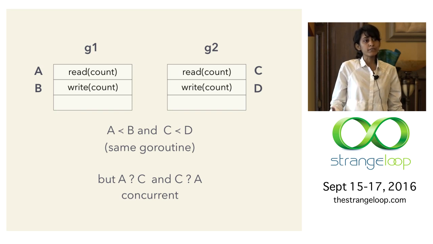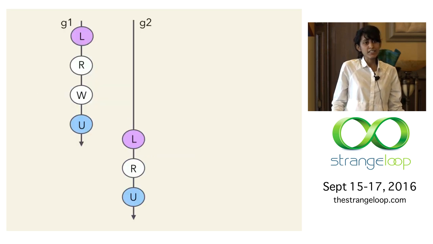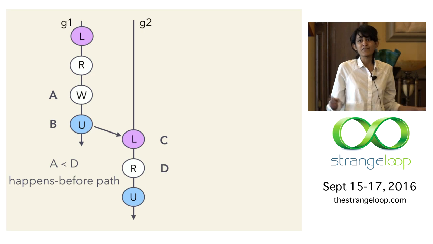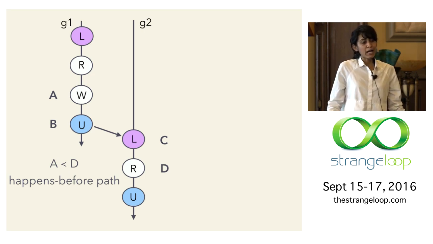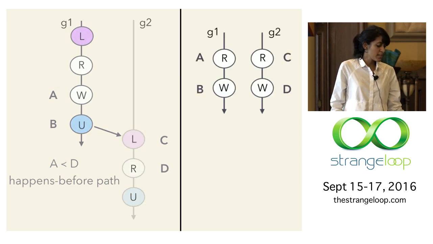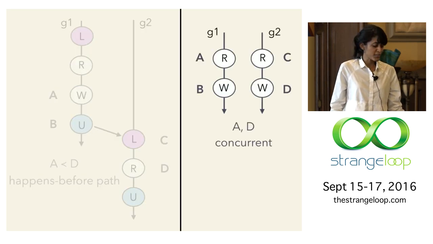Another useful way to visualize happens before is as a graph, if you think in math. We can establish a happens before relationship if there's a path between them. If not, they are concurrent. Are we good so far?